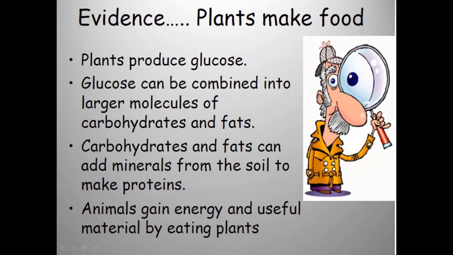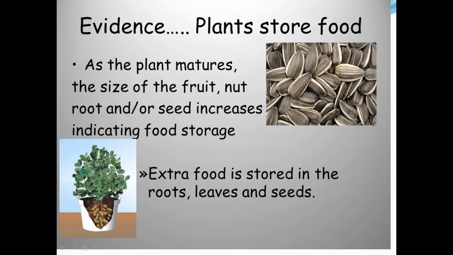Here, the plant produces glucose, and glucose can be combined into larger molecules of carbohydrates and fats. The carbohydrates and fats can be added to minerals from the soil to make proteins, and animals gain energy and useful material by eating these kinds of plants. So in this way the plants make their food and it is being stored.